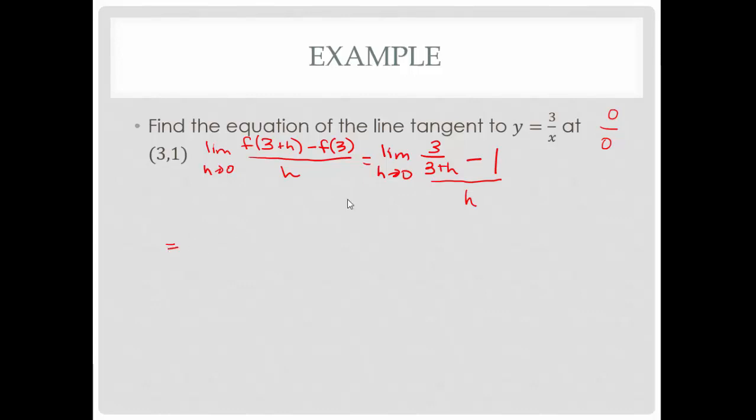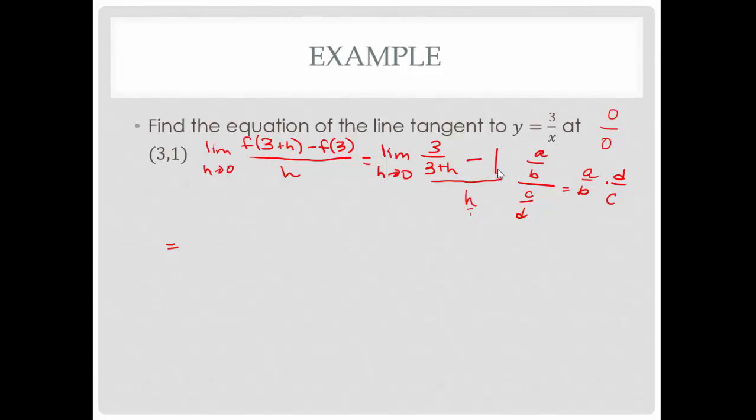Now, if you remember the technique, this one has a complex fraction. It's a fraction within a fraction. So the goal is to get one fraction in the numerator and one fraction in the denominator so that we can then multiply by the reciprocal of the denominator. So the denominator's fine. This is h over 1. We got one fraction down there. It's the numerator that's the problem. What we need to do is go ahead and subtract these two fractions.